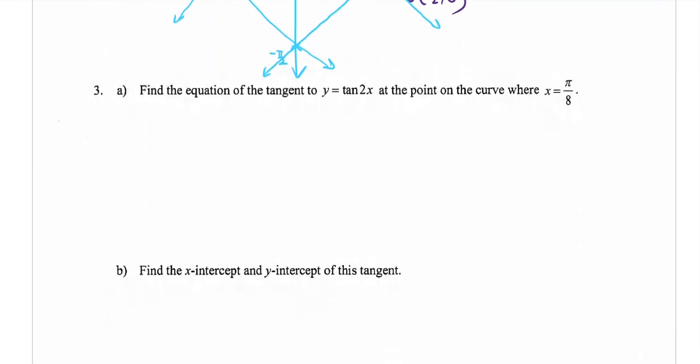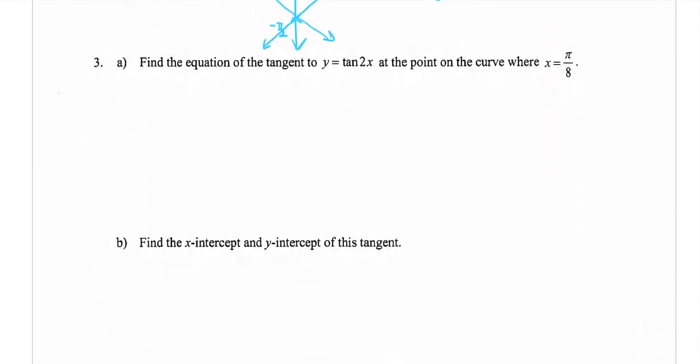All right, question 3. Find the equation of the tangent to y equals tan 2x at the point on the curve where x is equal to pi over 8. Now I am going to have to find the y value that goes with that x coordinate. I might find that first this time. So let's sub in the pi over 8. It'll be tan of 2 pi over 8, which is pi over 4, but anyway. What does that equal?